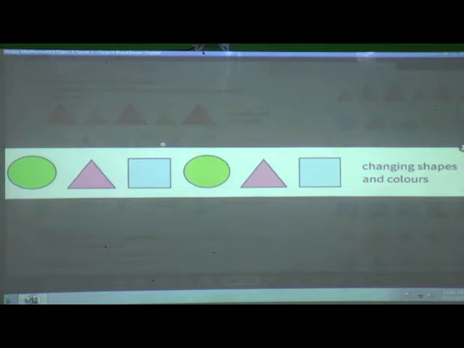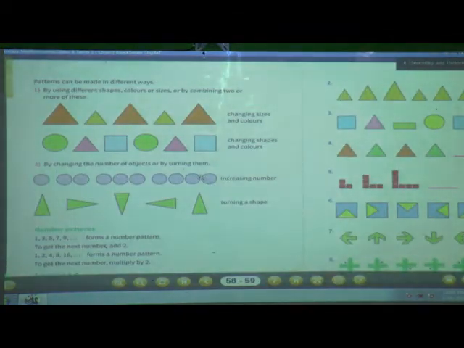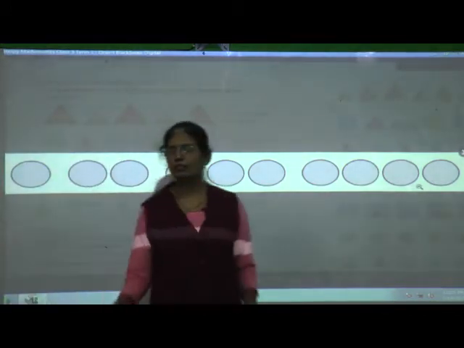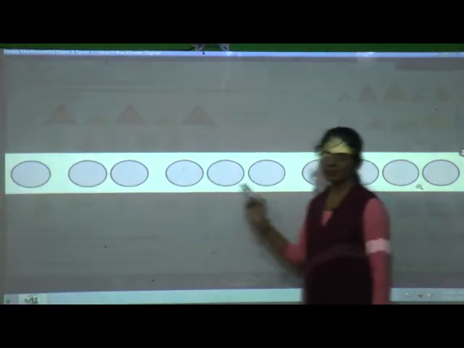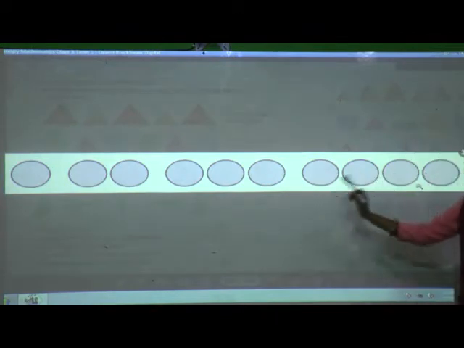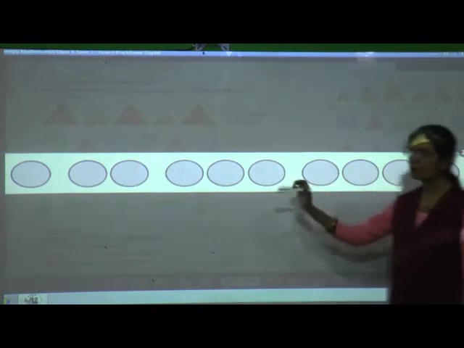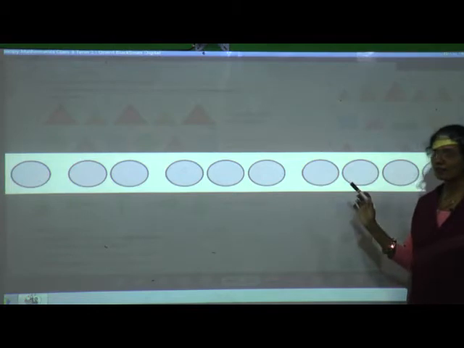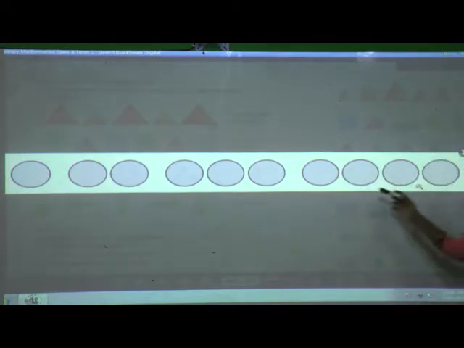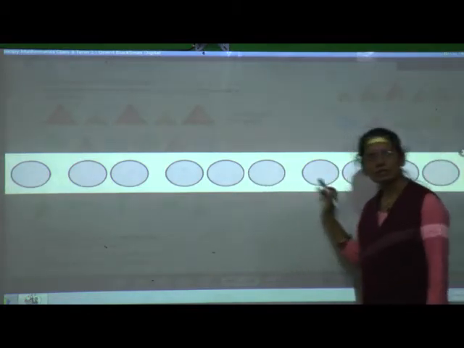Then we can make the pattern by increasing the number of objects. Now see here, only one shape is there, isn't it? Here only one shape is there, and the color is also the same for all the circles, but it is a pattern by changing the number of circles.